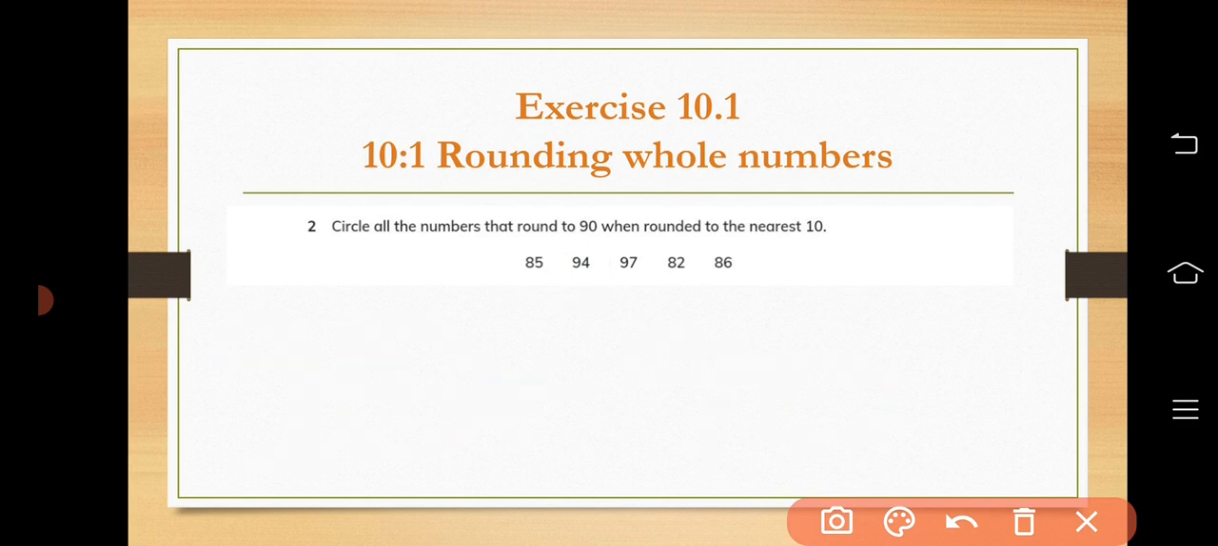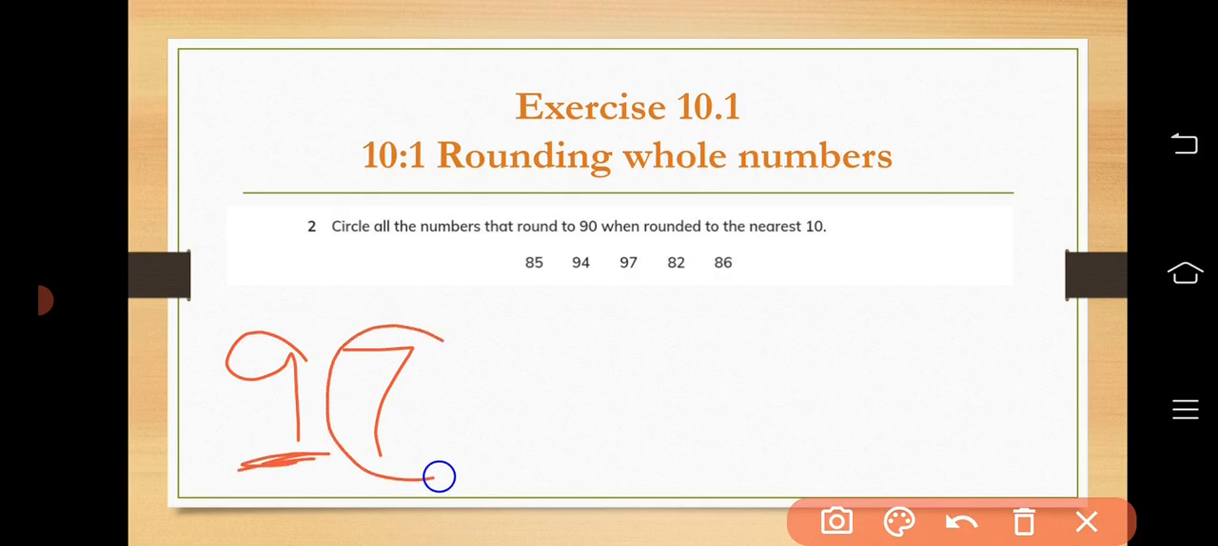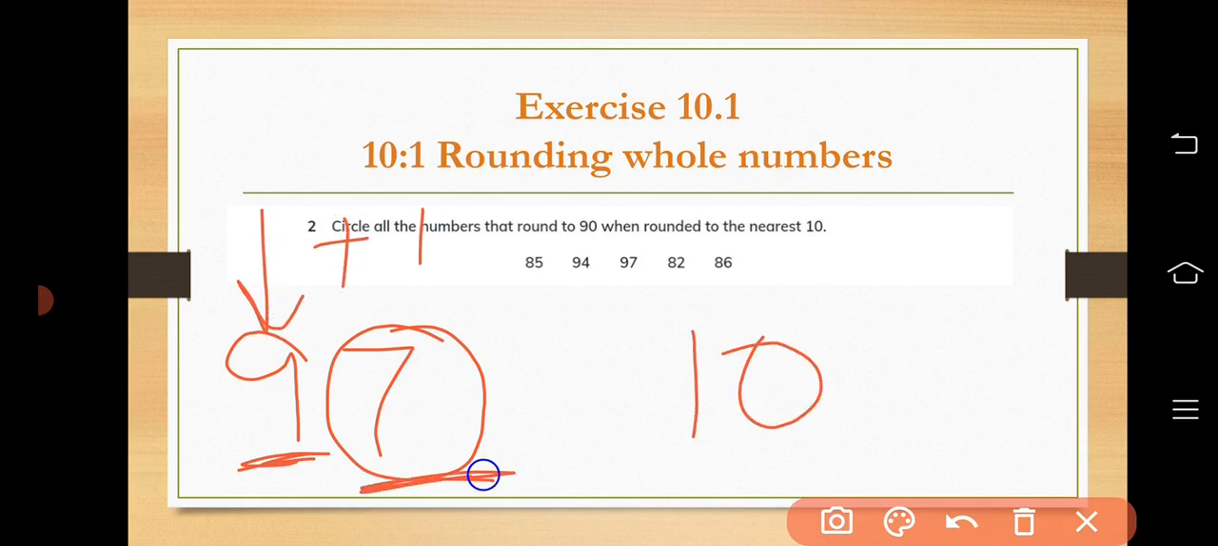Now move to the next number, that is 97. Here you see that the circled value is greater than 5. So you have to add 1 in this place. Now 9 plus 1 is 10 and this 7 becomes 0. So it means that 97, when we round it to the nearest 10, the approximation answer is 100. So you have to cut this 97 because we need 90 when we round it to the nearest 10.